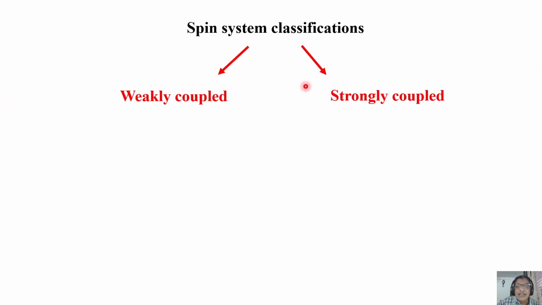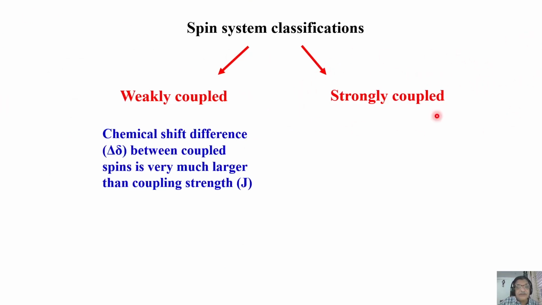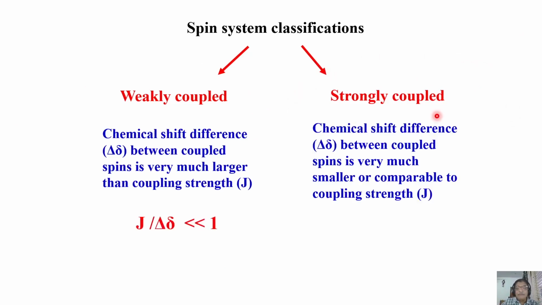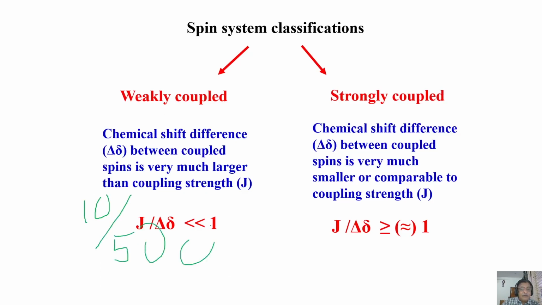On the other hand, if the chemical shift separation is comparable or equal to the J coupling, they are strongly coupled. I give an example here. Look at this one. If I take J over delta, what is J? J will be about 10 hertz. Take 10 hertz here, divided by chemical shift separation, let us say 500. What is the value now? It is much smaller than 1, right? If you look at it, it's much smaller.